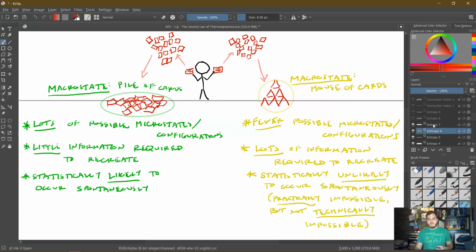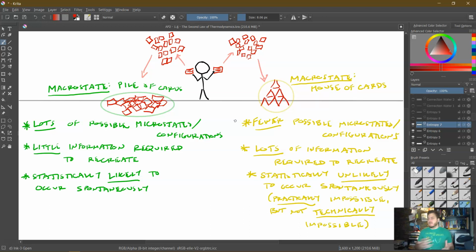But what's more important here is that the pile of cards is statistically likely to occur spontaneously. If I throw the cards up, it is incredibly probable they are going to land in a pile of cards. In fact, it's almost a guarantee. However, if I throw up the cards and they land in a house of cards formation, that is statistically extremely unlikely. Almost nil. However, it is technically possible.